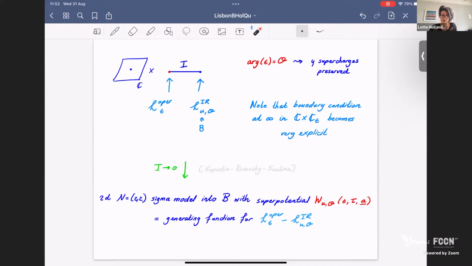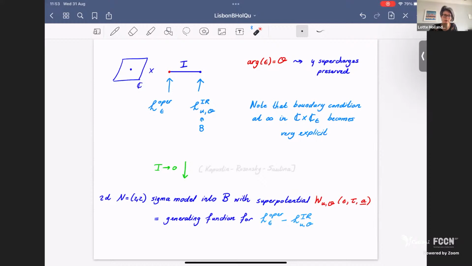And by the work of Kapustin, Rozansky, and Saulina, this superpotential is the generating function for this difference of Lagrangians. So if I have two complex Lagrangians in a complex space, then I can associate to that a certain generating function. That means that this superpotential of the n=2,2 sigma model is characterized by something very geometric in this Hitchin integrable system. Perhaps I should note that this boundary condition at the very end of the cigar was not very explicit when we were discussing Nekrasov partition functions, but now it is very explicit.